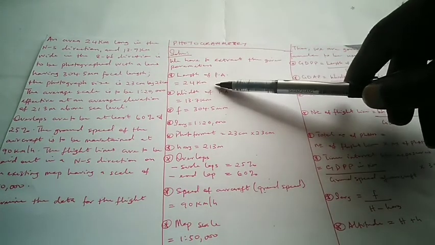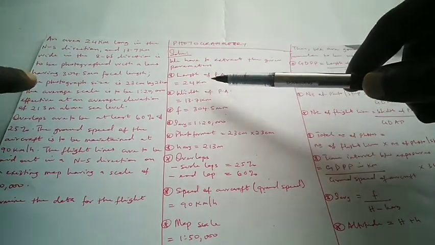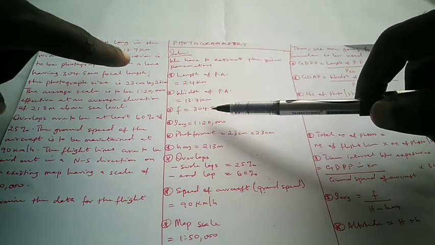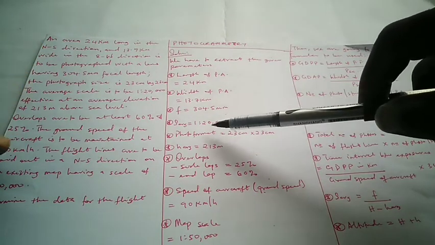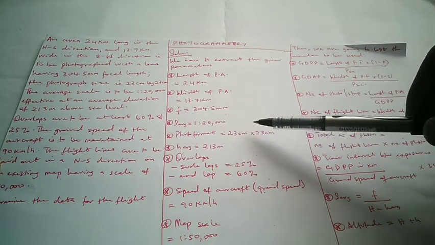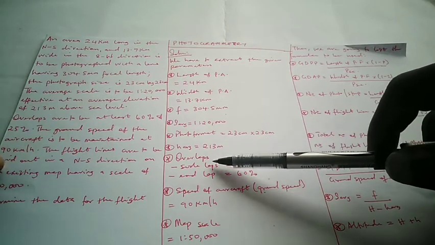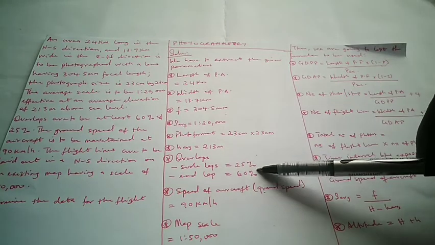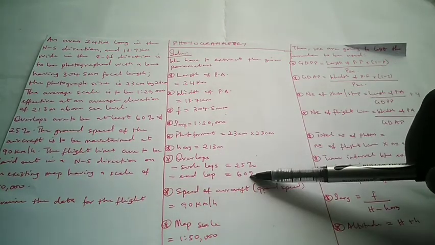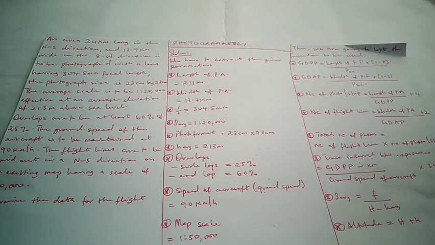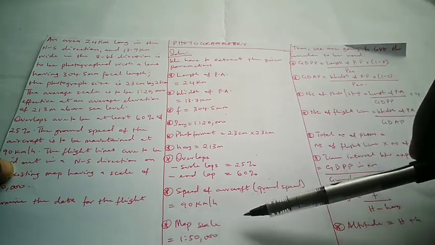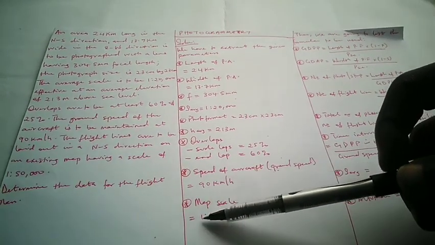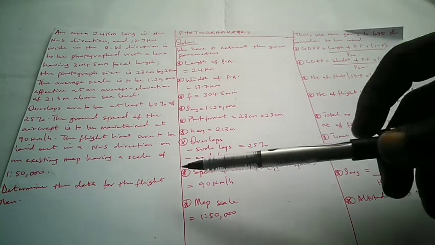From the question, the length of the project area is 24 kilometers, the width of the project area is 13.7 kilometers, and the focal length of the camera is 304.5 millimeters. The average scale is 1 in 20,000. The photo format is 23 cm by 23 cm, and the average height above sea level is 213 meters. The side lap is 25%, while the end lap is 60%, that is, the part of the area that appears on two pictures. The ground speed of the aircraft is 90 kilometers per hour, and the base map is on a scale of 1 in 50,000. So we should determine the data for the flight plan.